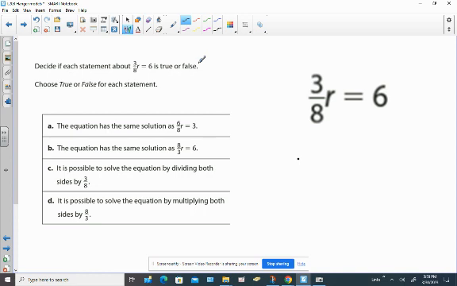The question says, decide if each statement about 3/8 times r equals 6 is true or false. So what might be a good idea is to go ahead and do the inverse on this. If we were to solve this, we'd have to ask ourselves, what's the opposite of multiplying a variable by 3/8? It would be to divide by 3/8. Dividing by 3/8 is the same as multiplying by the reciprocal. So the reciprocal of this would be 8/3.